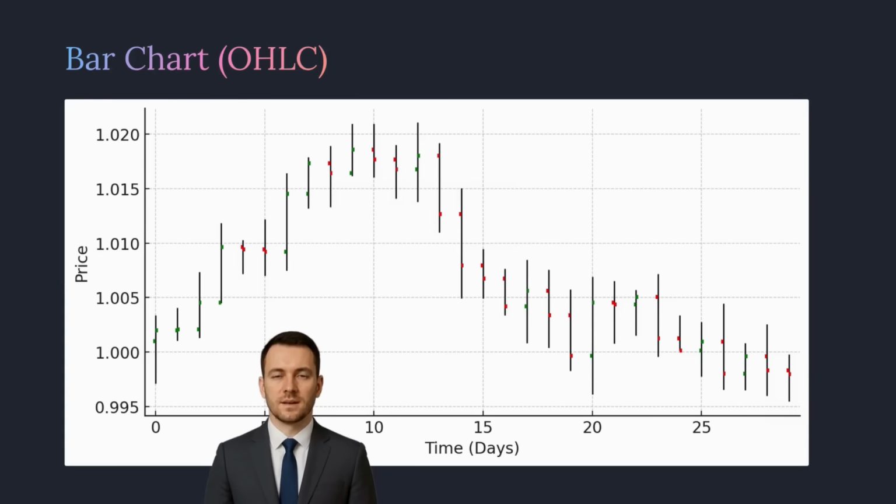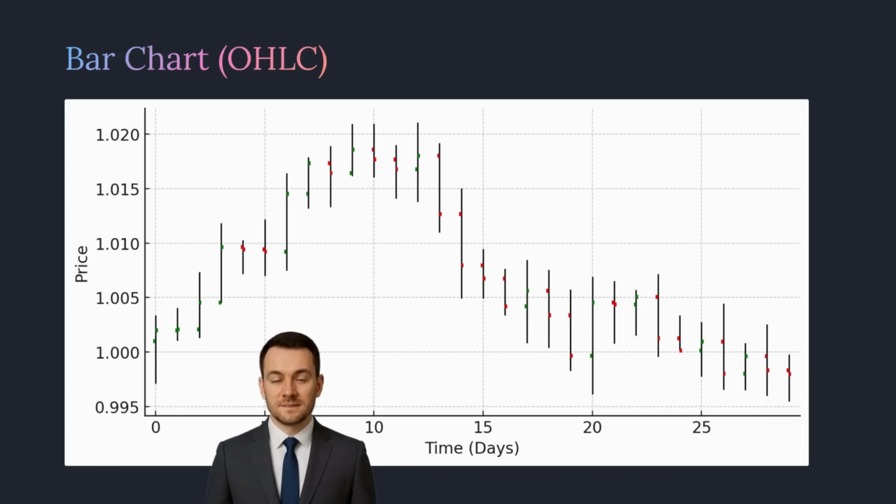A bar chart, often called an OHLC chart (open, high, low, close, or HLOC), provides more detail than a line chart. Each period is displayed as a vertical bar with small horizontal ticks on the sides, encapsulating four key data points: the period's open, high, low, and close. Here's how to read a single price bar.